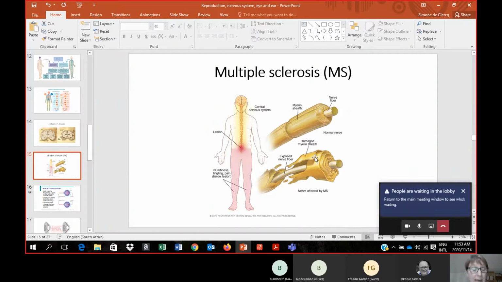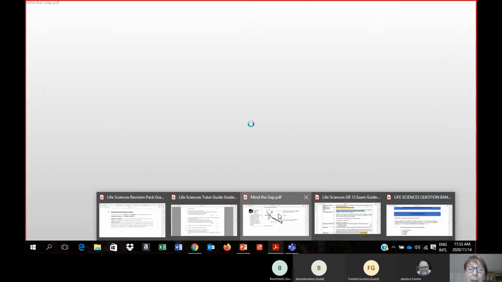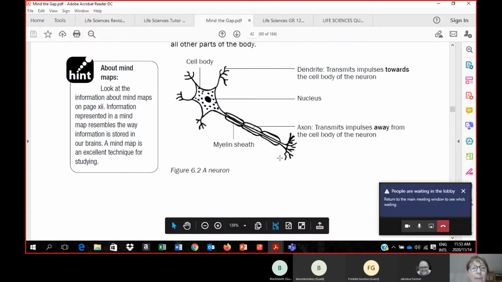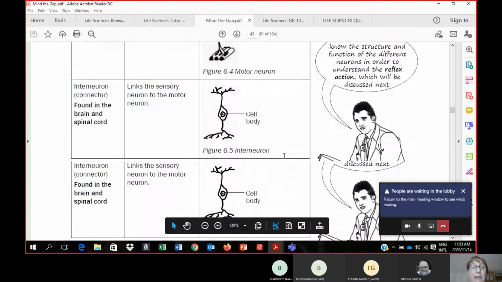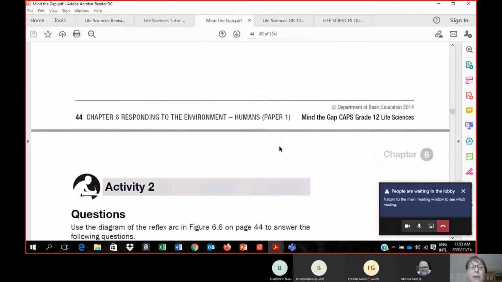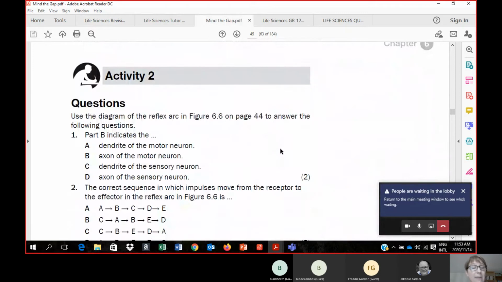Right, so that is the section on the nervous system, and I think we're just going to do one or two questions on this before I go on to the eye and the ear. So many of you have got Mind the Gap, so I'm going to quickly go to Mind the Gap. And in Mind the Gap, let me just scroll down quickly. So we've done all of this, the reflex arc. Here is an activity over here. I think we're going to do this one together. Let's see if you all know this.